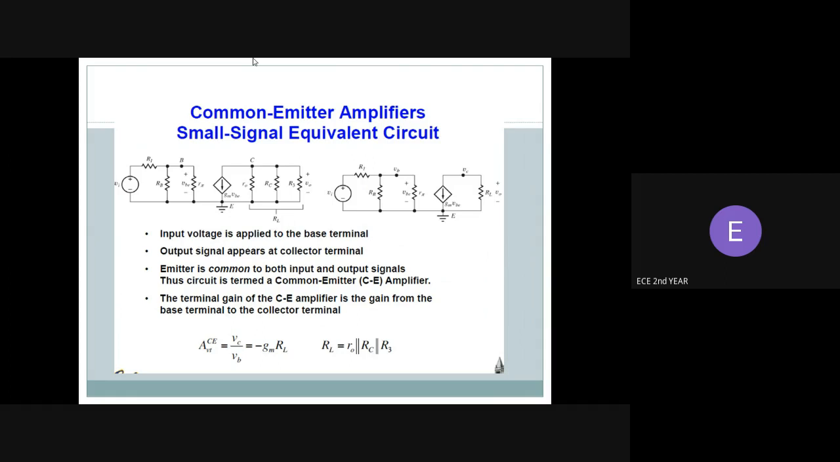Emitter is common to both input and output signal. Thus, the circuit is termed a common emitter amplifier. The terminal gain of the CE amplifier is the gain from the base terminal to the collector terminal: AVT is equal to VC by VB, which is equal to gm times RL. The R naught is connected in parallel with RC and with R3, so all the parallel-connected resistances have been replaced by RL. RL is the load resistance, and AVT is the voltage gain of the CE configuration. The voltage gain deals with the output voltage by input voltage, whereas gm is the transconductance, whereas RL is the output power driving element.